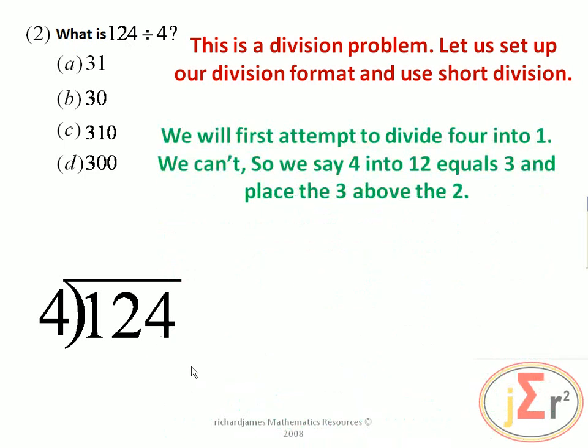So, when we are dividing, we take our divisor and we begin at the extreme left of the dividend. So we will say, first of all, 4 into 1. Can 4 go into 1? Why can't 4 go into 1?